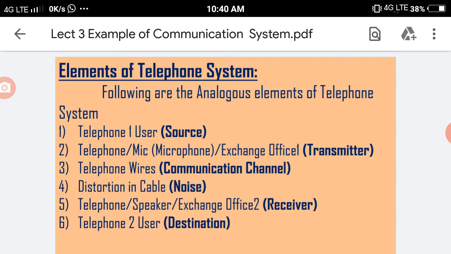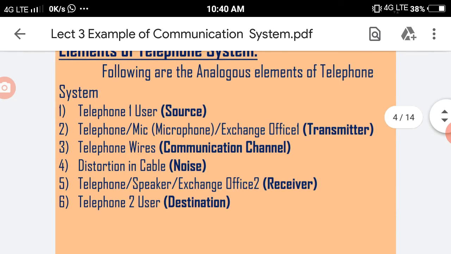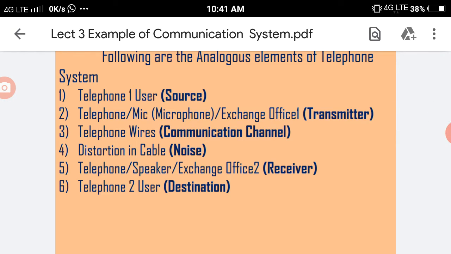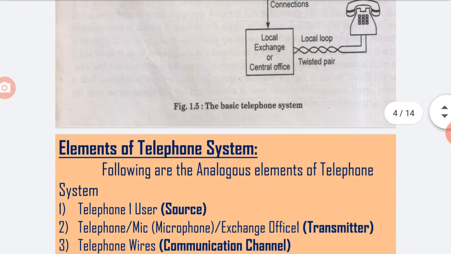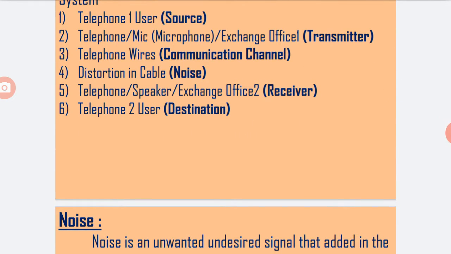When the signal is transmitted from one exchange office to another, there is environmental noise, any noise which is added onto the communication channel. So a distortion in the cables acts as noise. Then telephone 2 or exchange office 2 acts as a receiver. The information is converted back into sound, and obviously user 2 of telephone 2 acts as the destination. So this is the equivalent concept regarding the basic communication system.